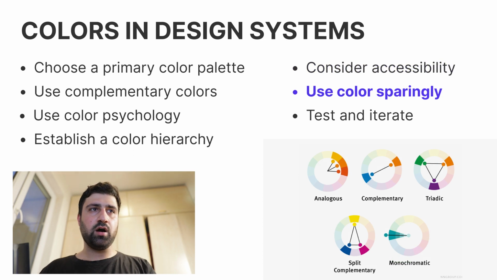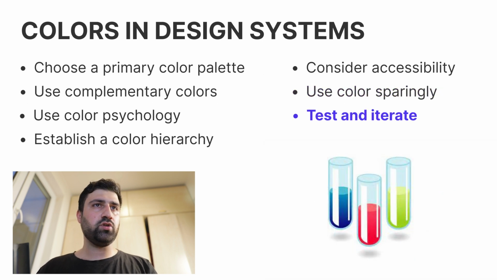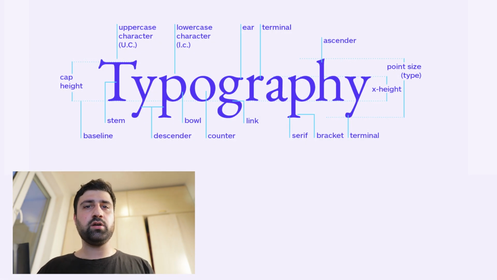Use colors sparingly. Don't overuse colors. It can be overwhelming and distracting. Use colors sparingly to draw attention to the important elements. And as always, test and iterate. Test, see which works, see which doesn't work. Remember, colors are a crucial part, and when used effectively, they can enhance the user experience and create a strong visual identity for your brand. Now, let's get to the next part, typography, another very important part of the design system.